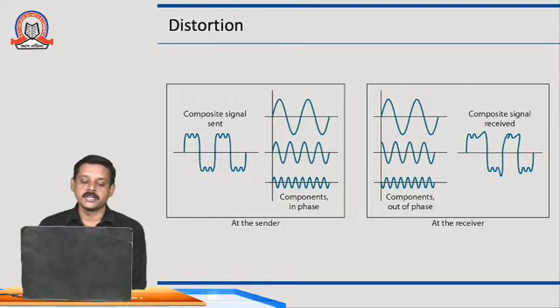As you can see in the figure, we are sending a composite signal from the sender's end, and the composite signal has three different phases. If any one of the phases changes its shape, then the composite signal which we receive at the receiver's end also changes.